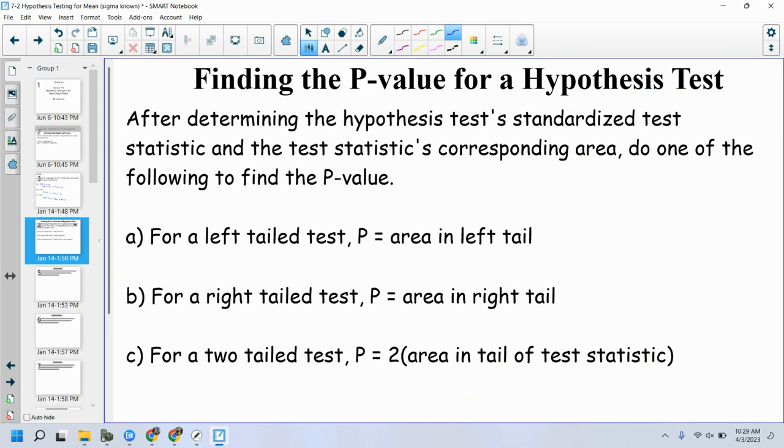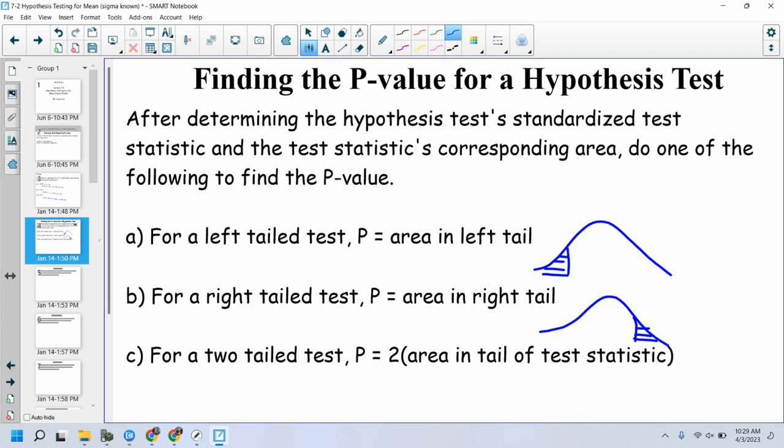After determining the hypothesis test, standardized test statistic, and the test statistic's corresponding area, you do one of the following to find the p-value. For a left-tailed test, the p-value is the area in the left tail. Think about it this way: for a left-tailed test, that p-value is the area in that tail. For a right-tailed test, it's the area in the right tail.